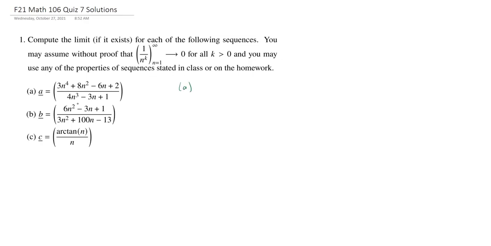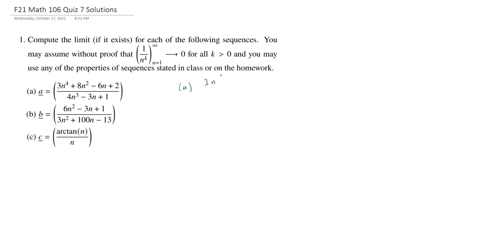So the first thing that I'm looking at here, I say, well, I got a polynomial over a polynomial. Okay, so this is called a rational function. And the degree of the numerator polynomial is 4. The degree of the denominator polynomial is 3. So immediately I should be saying this thing should be going off to infinity. This is going to be a divergent sequence because the degree in the numerator is greater than the degree in the denominator. Now let's actually make an argument as to why that's going to be true.